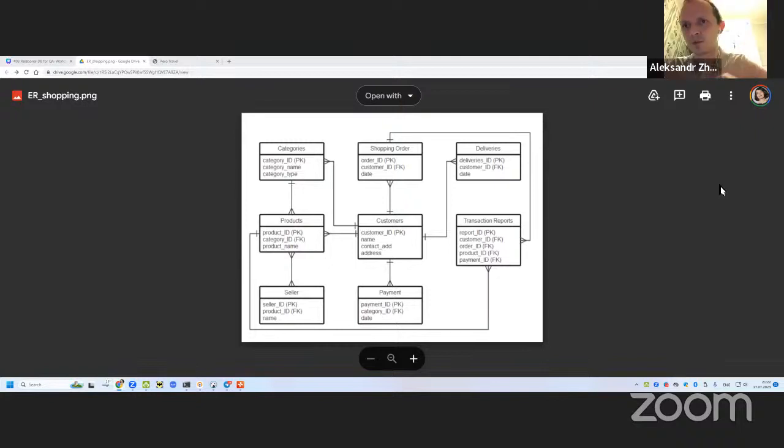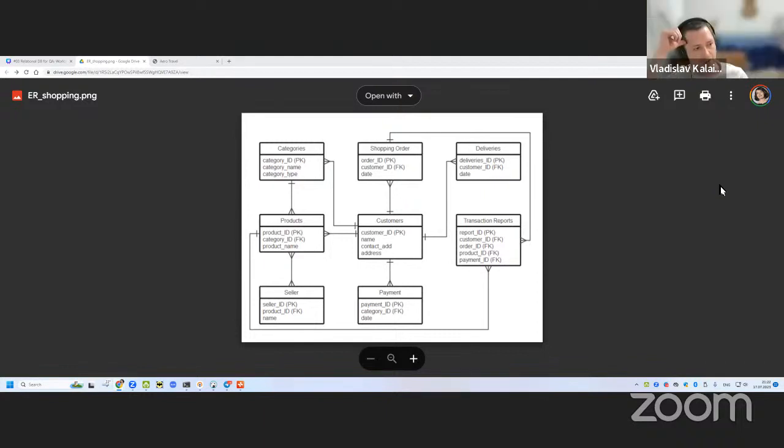I think that payment ID should not be in transaction reports. In the transaction reports table it shouldn't be there, because it already has this in the payments table. Why do we need an additional payment ID? Yeah, if it already has it. I also think so.